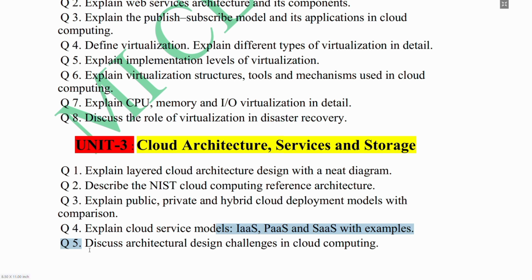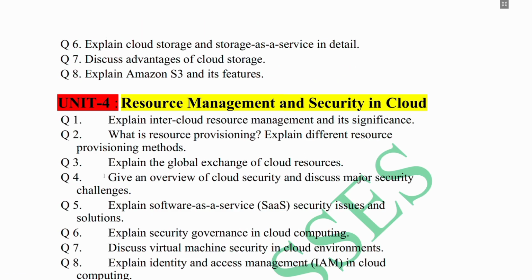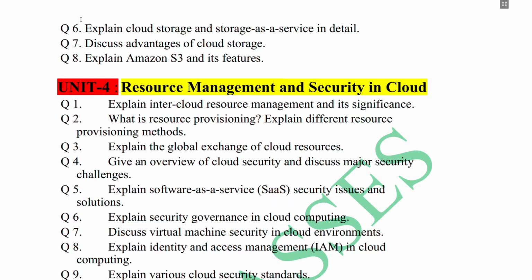The next question is: discuss architectural design challenges in cloud computing. The next question is: explain cloud storage and storage as a service in detail. The next question is: discuss advantages of cloud storage. The last question of unit third is: explain Amazon S3 and its features. So we have completed unit number third, and let's start unit number fourth, which is resource management and security in cloud.